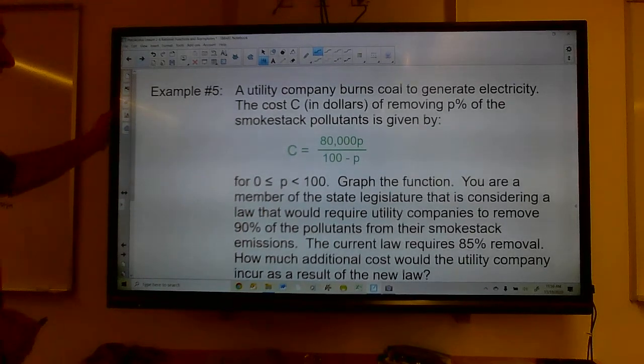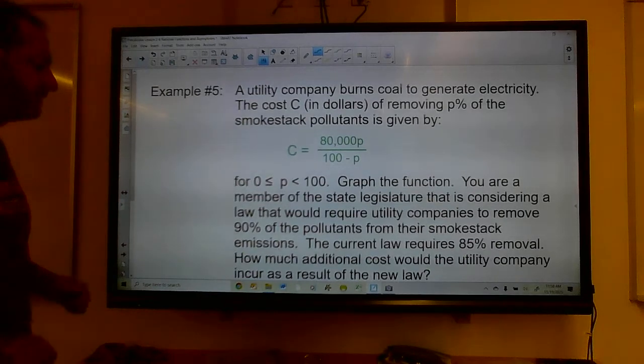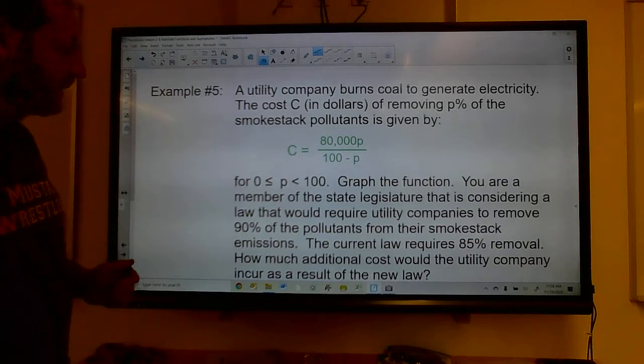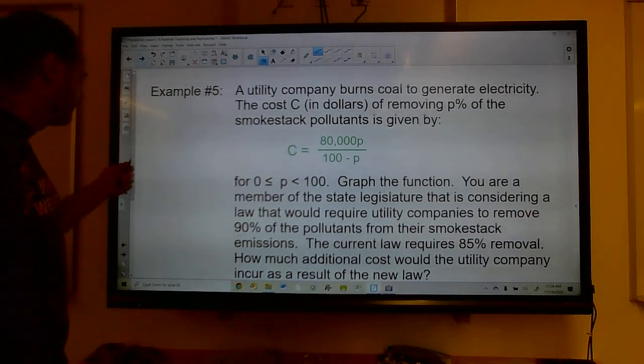Okay, so then you're a member of the state legislature that's considering a law that would require utility companies to remove 90% of the pollutants from their smokestack. The current law requires 85% removal. How much additional cost would the utility company incur as a result of the new law?